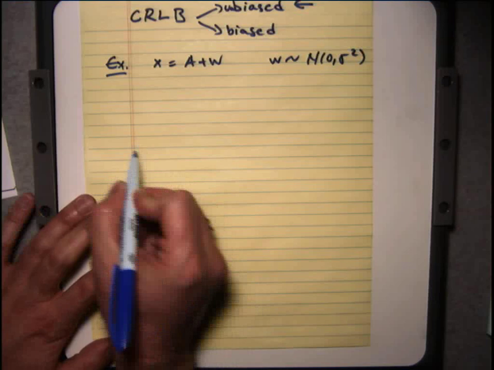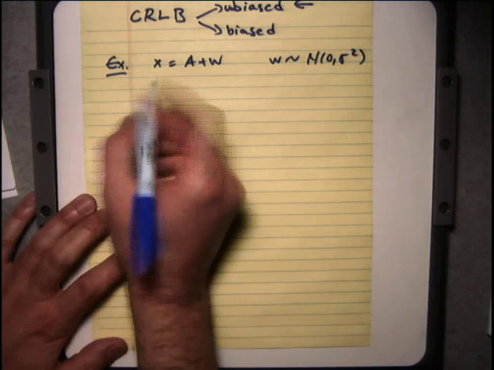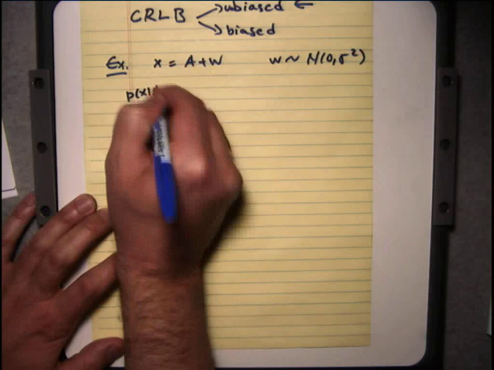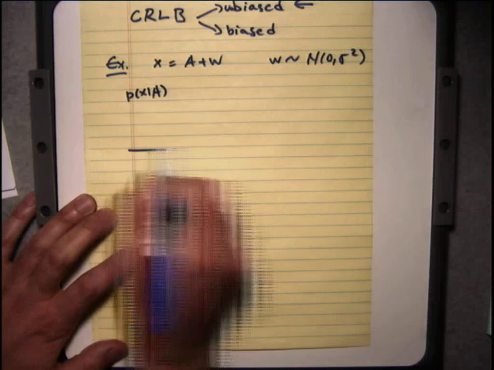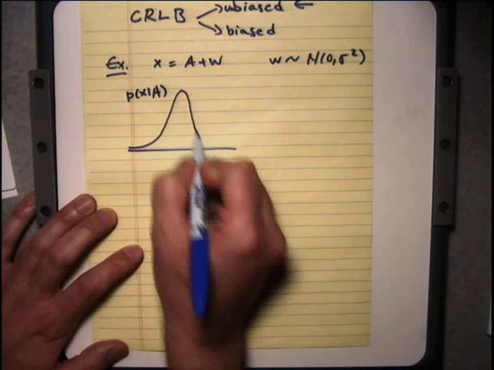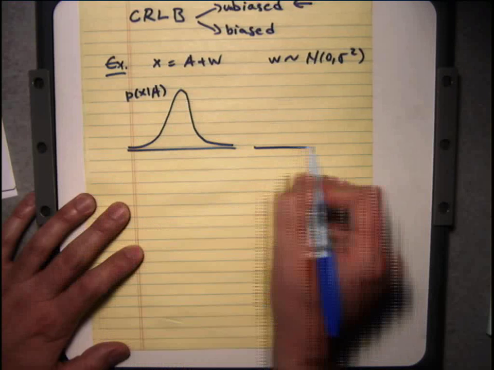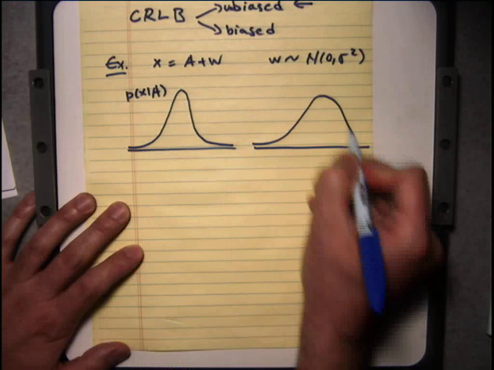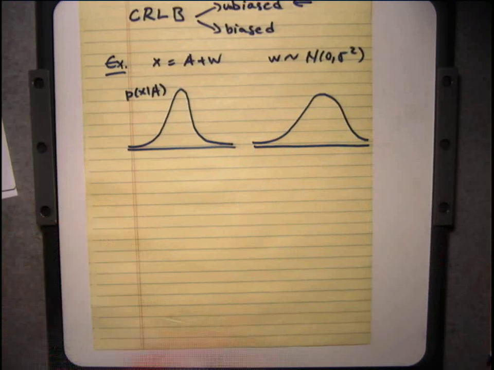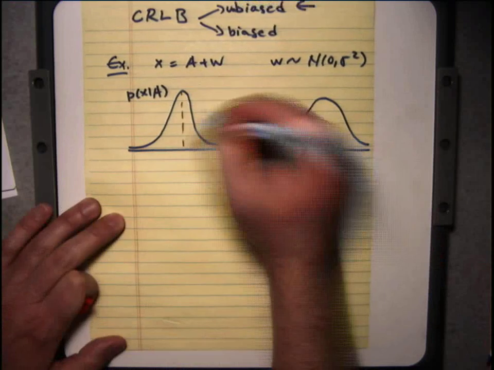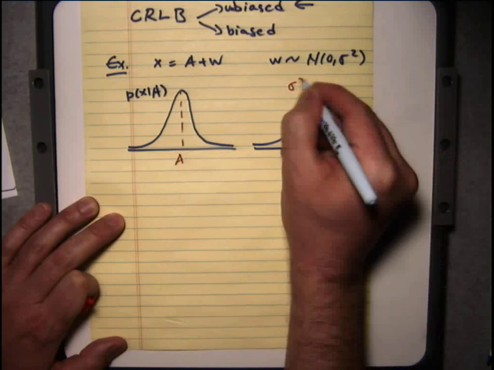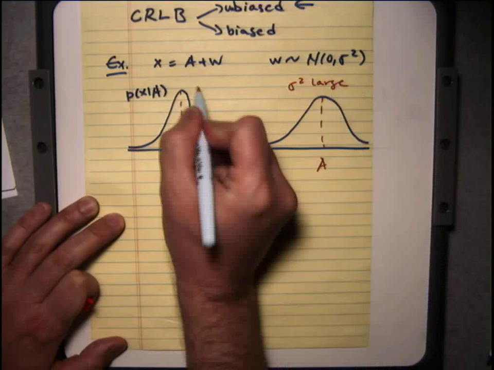So let me draw the distribution for this x, the PDF of x given A. I'm going to draw it in two different situations: one where sigma squared is relatively small, and one where sigma squared is relatively large. Now, of course, the mean in both cases is A. So this is sigma squared large, and this is sigma squared small.